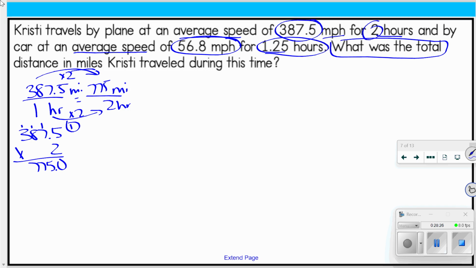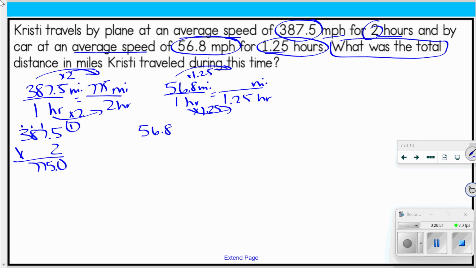My next part, 56 8/10 miles per hour. But now it's 1 2500ths hour. So how do I go from 1 to 1 2500ths? No, we multiply. We never add in proportions. Times 1 2500ths. So now is where the math gets a little more fun. So I've got 56 8/10 times 1 2500ths, meaning I got 3 decimal places. So I write the 3, now I'm just multiplying.